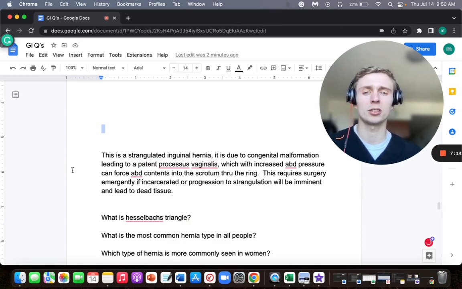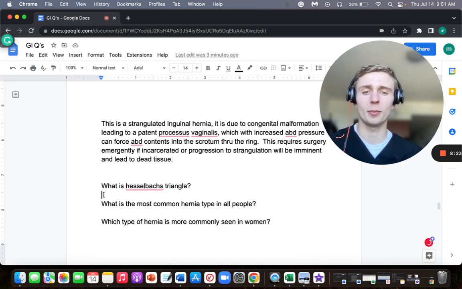And this requires surgery emergently if incarcerated, or progression to strangulation will be imminent and lead to dead tissue. So incarcerated and then strangulated. Think about it, if you were being strangulated, you have seconds left to live, but if you were being incarcerated, that's bad, which could progress to that, but you still have some time. So this one was incarcerated, he couldn't push it back in, however, it didn't progress yet to strangulation. Either way, that's still a surgical emergency.